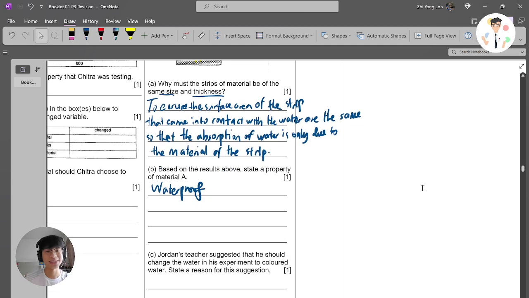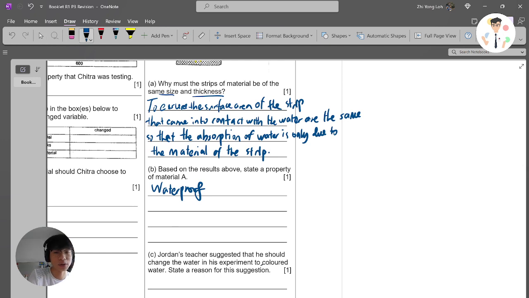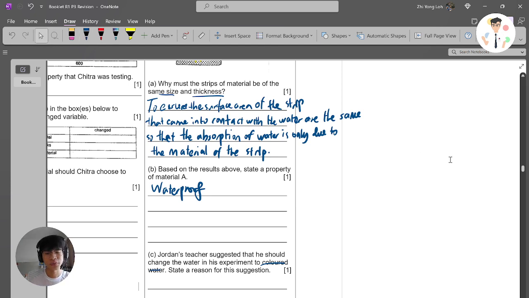Let's move on to C. Jordan's teacher suggested that he should change the water in his experiment to colored water. State a reason for this suggestion. Why do you think we need colored water instead of normal water? Normal water works well also, right? Then why do we need colored water? It just helps us to see the watermark easily.